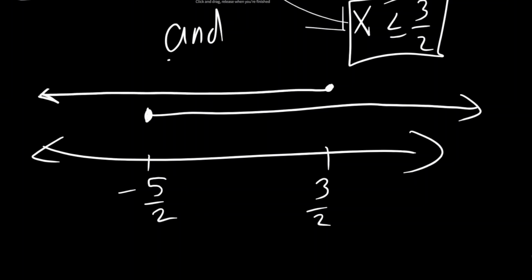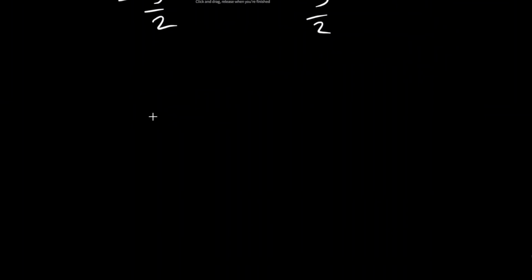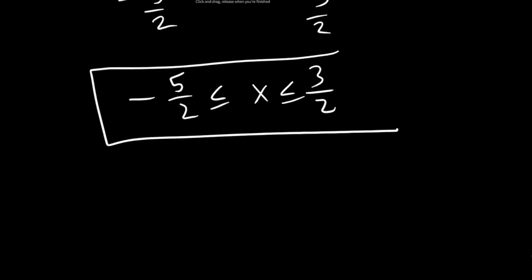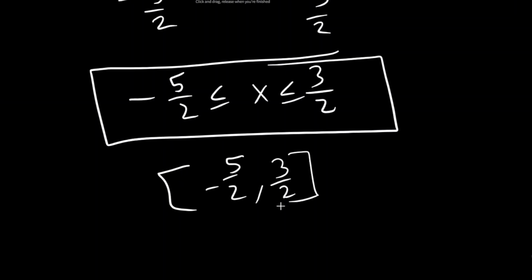And if we want where they intersect, it's simply going to be this region right here. So x must be in between minus 5 over 2 and 3 over 2. That is our final answer. Another way you could write this is minus 5 over 2, comma, 3 over 2.